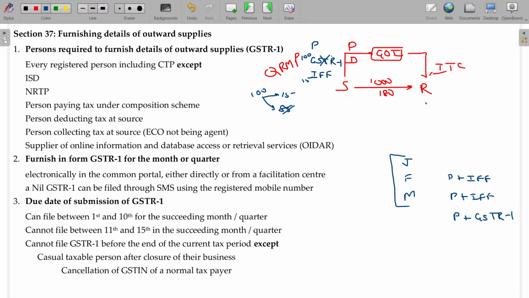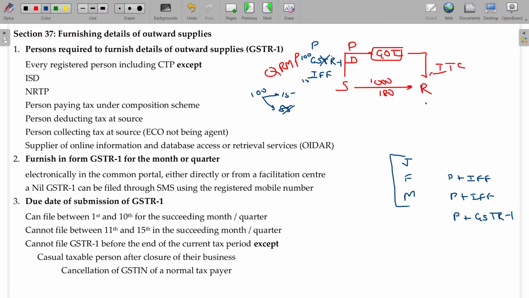So January, February, March is the first quarter, second quarter IFF, and third quarter, no option. He has to go for GSTR 1, giving all the details. That is called the QRMP scheme. Is that clear? Hope you will now be able to understand GSTR 1 and IFF and the QRMP scheme also.